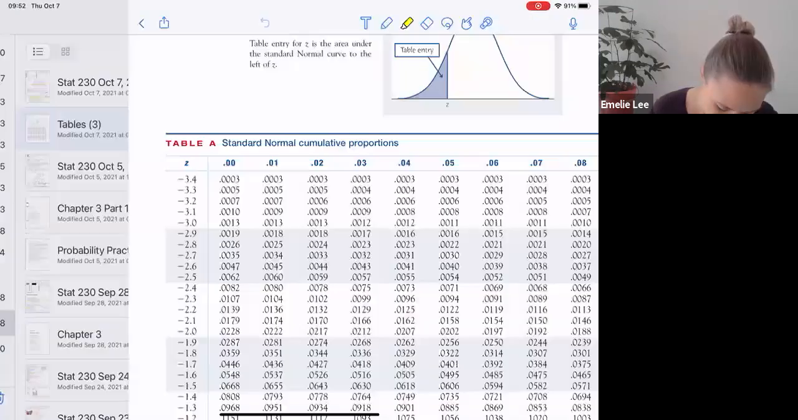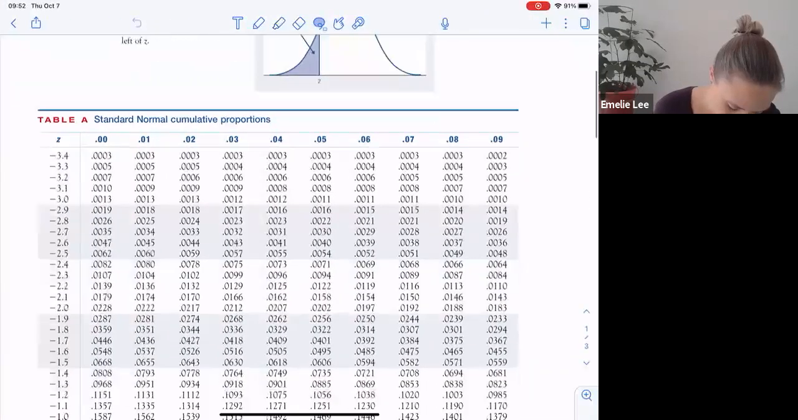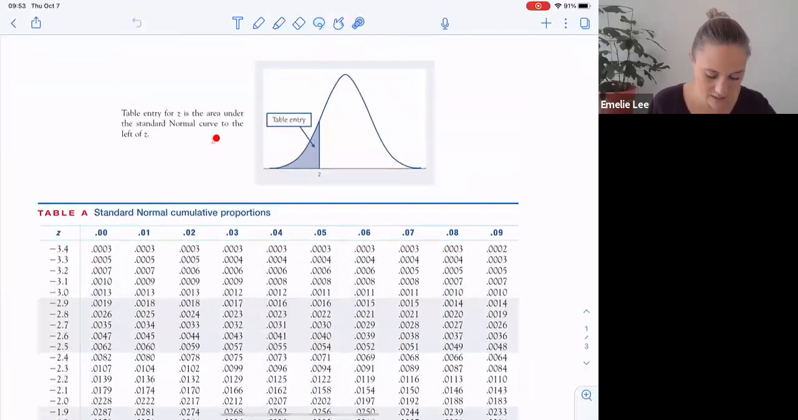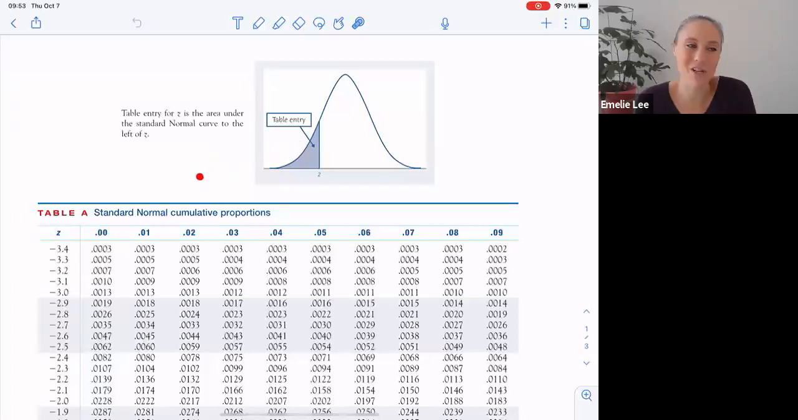It's got this little reminder here on the Z table. That would be nice, especially if we were doing these things in class. Then for a test, you would only have the Z table in the formula sheet. Uh-oh, scary, right? Then you would have this little reminder here. So the table entry for Z is the area under the standard normal curve to the left of Z.